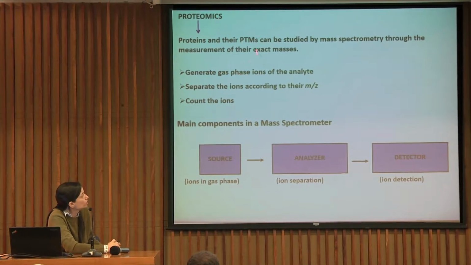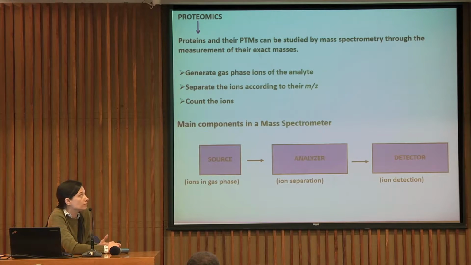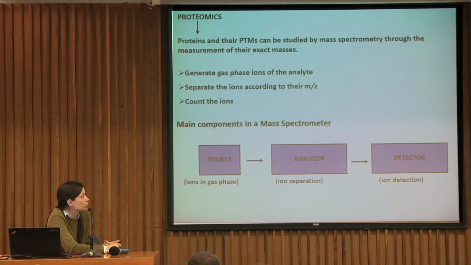Since proteins and their post-translational modifications can be studied by mass spectrometry through the measurement of their exact masses, the everyday definition for proteomics is the study of proteins through mass spectrometry. To study any analyte by mass spectrometry, we need to go through these three main steps. First, we need to generate gas phase ions of the analyte. Then we need to separate those ions according to their mass to charge ratio, and we need to be able to count or measure the ions.